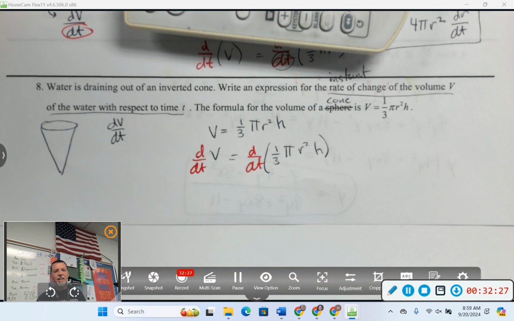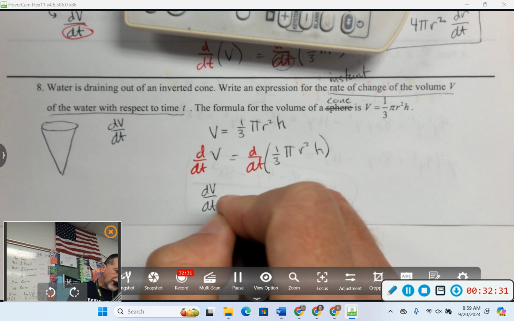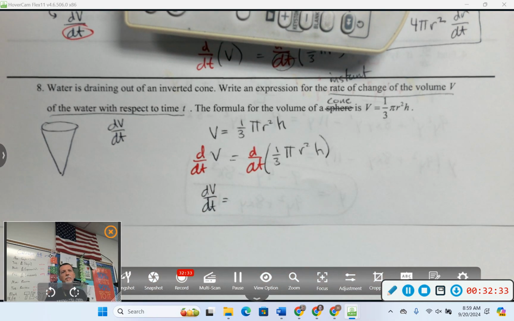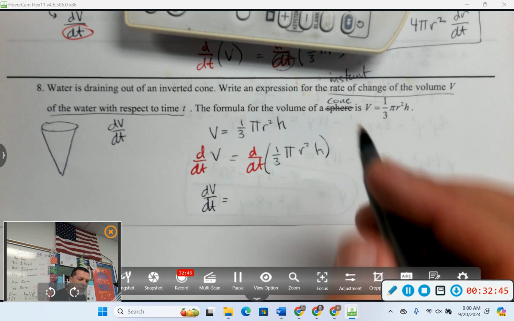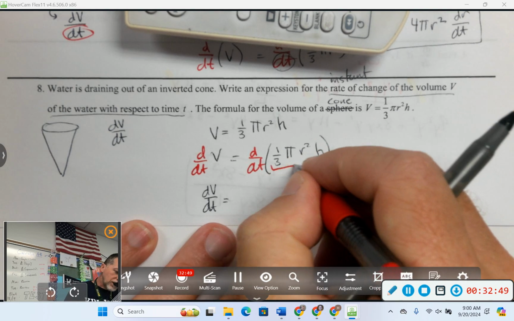Left-hand side's easy. That's dv dt. That's what we wanted. What about the right-hand side? How many variables are in the right-hand side? 2. And they're being multiplied. Therefore, how do I take the derivative of things that are being multiplied? Product rule.